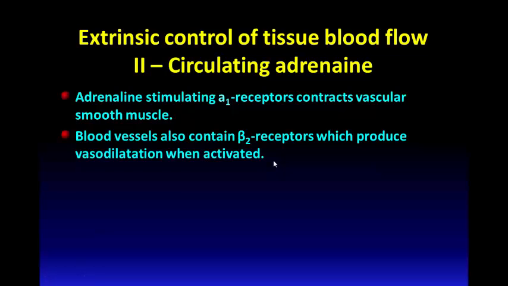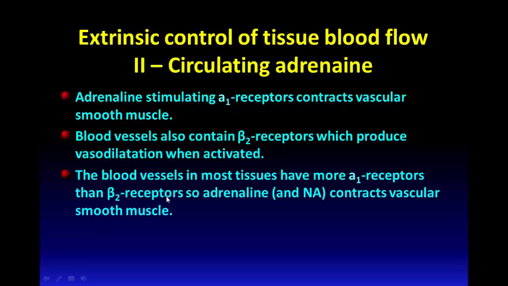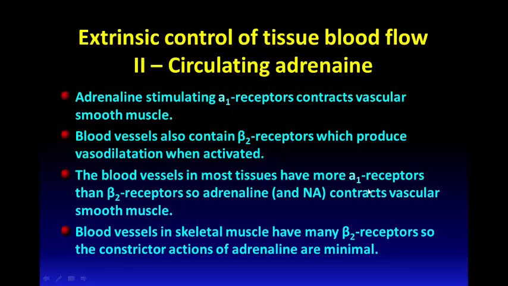Adrenaline, epinephrine, released from the adrenal medulla also stimulates the alpha-1 adrenergic receptors, resulting in contraction of the vascular smooth muscle. The vascular smooth muscle cells also contain beta-2 adrenergic receptors, which when activated produce vasodilatation. The blood vessels in most tissues have more alpha-1 adrenergic receptors than beta-2 adrenergic receptors. Hence, adrenaline, epinephrine, and noradrenaline, norepinephrine, contract the vascular smooth muscle cells.